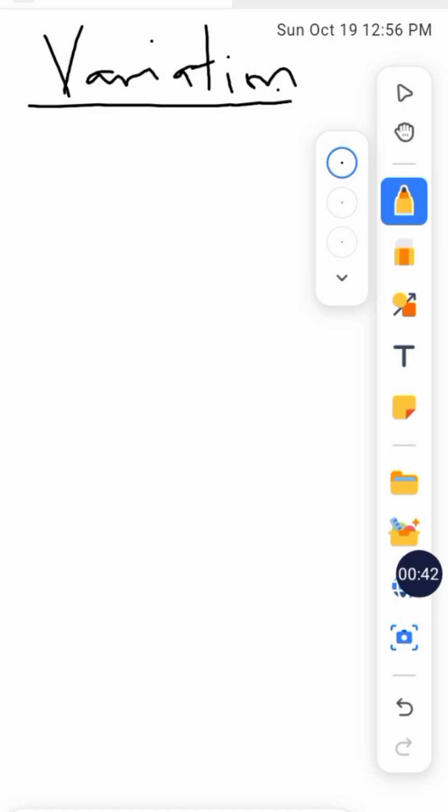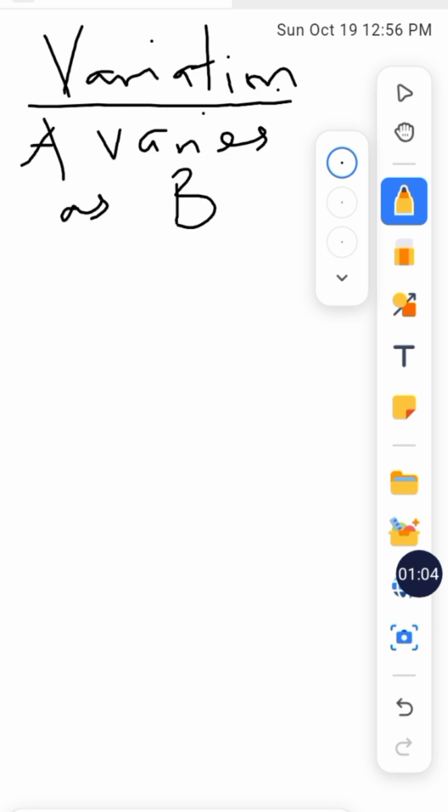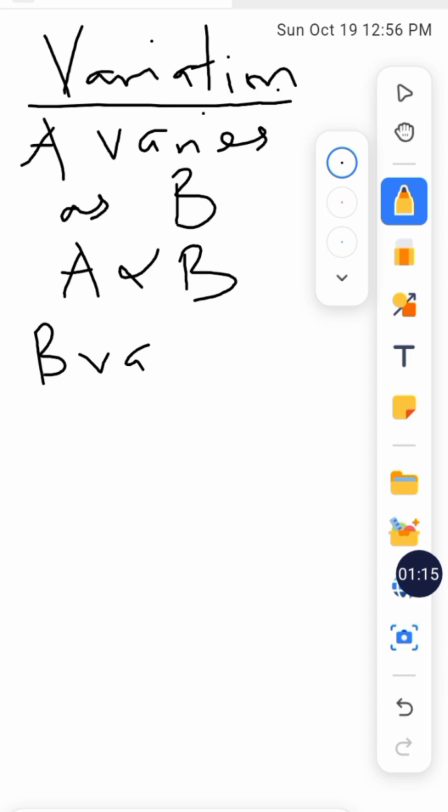For example, when husband and wife are thinking in the same way, we say that they are varying in the same way. As husband is thinking in the positive direction, the wife is also thinking in the positive direction. So questions under direct variation are posed like this. They'll say A varies as B. This is the very first statement they will make. So A varies as B can be interpreted as A varies as B. So if they say B varies as Q, how do we write that? B varies as Q.